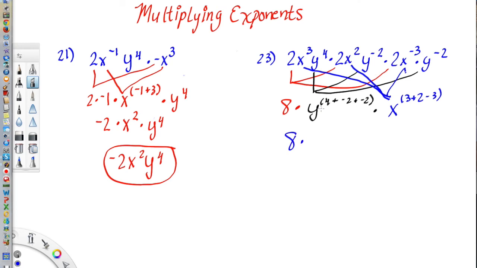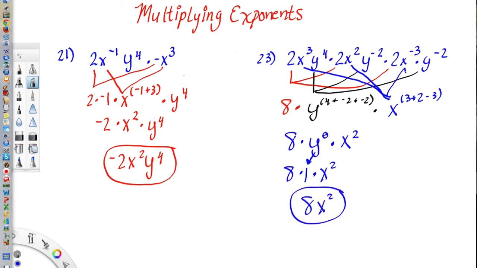I've got 8 times y, and if I add up all my exponents, I'm going to get y to the 0 power, times x to the, well, here I have plus 3, here I have minus 3. They cancel each other out, and I'm left with x to the second power. Now I know that anything to the 0 power is 1, so y to the 0 power becomes 1 times x to the second power, and I end up with 8x to the second power.